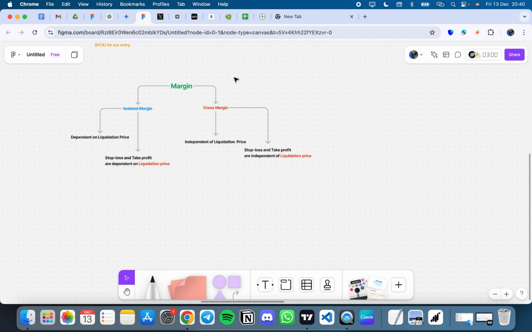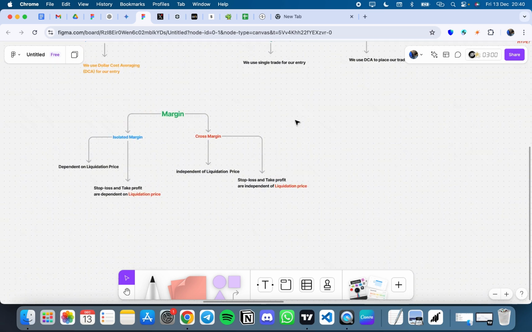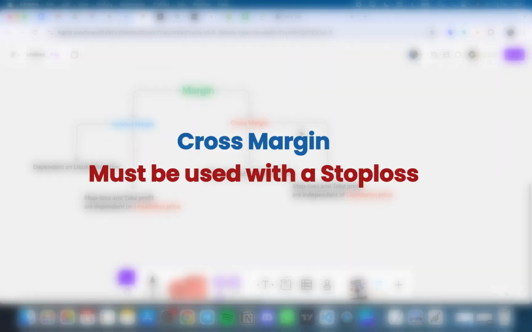So for cross margin, this is the different area here, right? I would recommend people use cross margin, but you must use it with a stop loss. You technically don't know the level before you enter the trade. You need to know the level at which, if it was to hit, the trade becomes invalidated and you shouldn't be in the trade anymore, right?